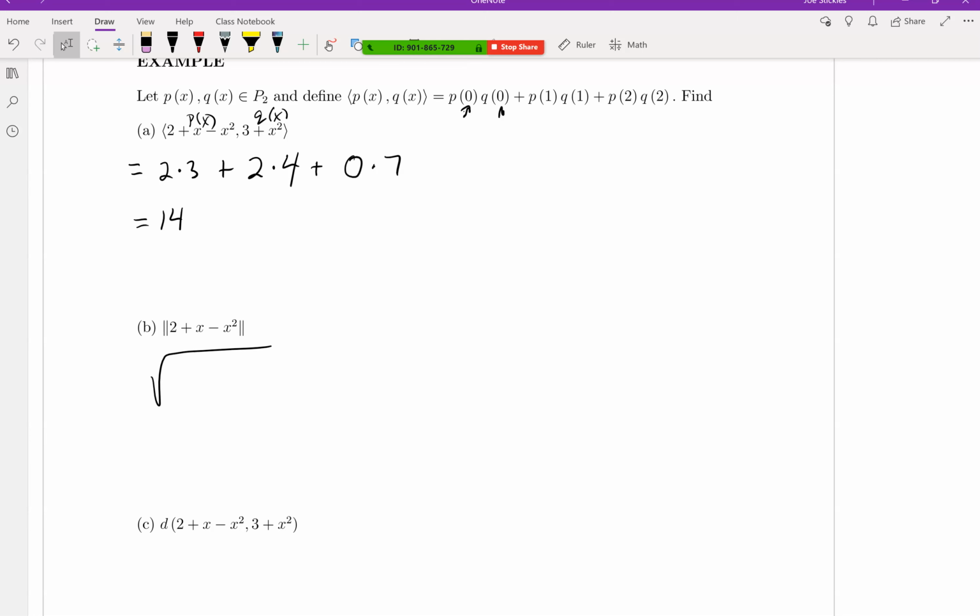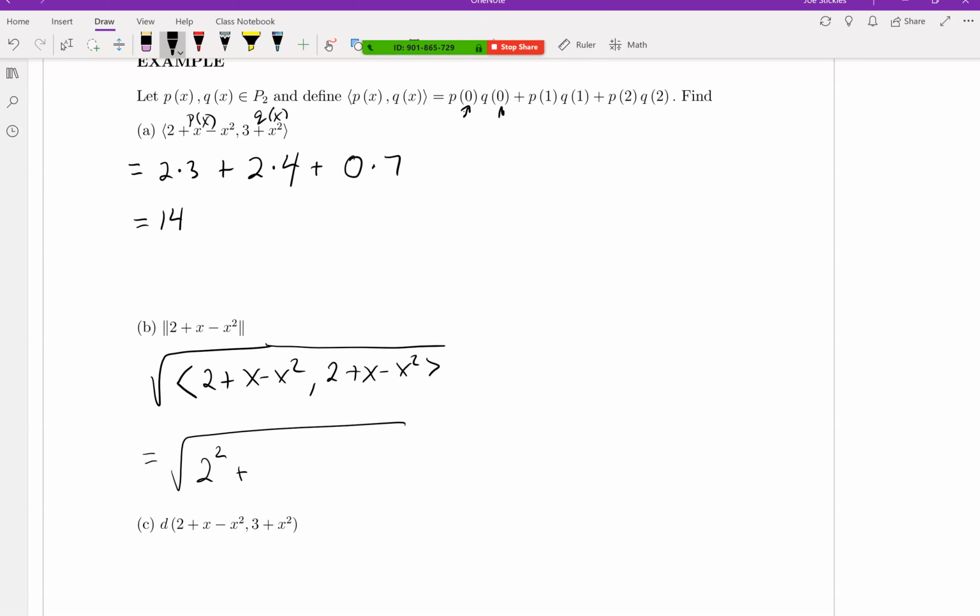All right, so for part B then, we want to take the square root of the inner product with itself. And again, according to the formula, we want to plug in 0, 1, and 2. And in this case, we're just going to square it because we are doing the inner product with itself. So we'll have 2 squared plus, when we put in 1 there, we also got a 2. So we get 2 squared. And when we put in 2, we got 0. So this gives me square root of 8, which will be 2 square root of 2.